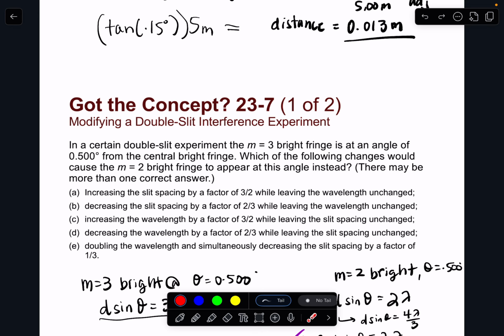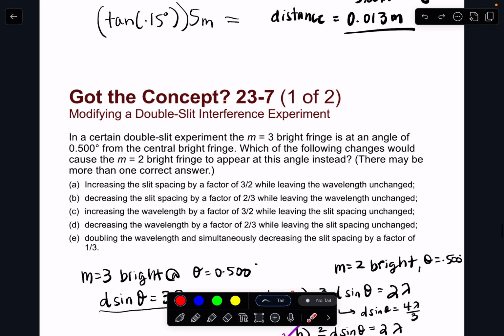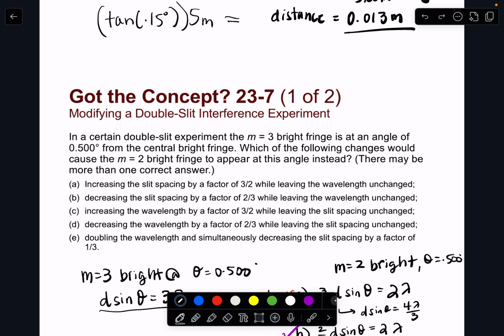So since we're talking about bright fringes, we're going to use the constructive interference equation, okay? So the constructive interference equation is, remember, d sine theta equals m lambda. So let's see, what are the factors we're changing? So the original equation was the m equals 3 fringe, right? And being located at 0.5 degrees.